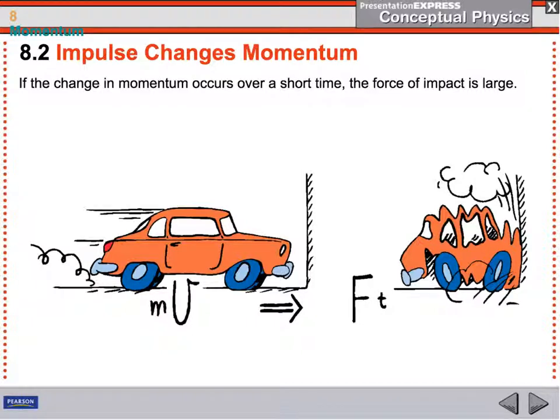You see this? You have a large force in a small time that it takes to stop. If you went back to the other one, you'll see that it's a small force and a large time to stop with the haystack.